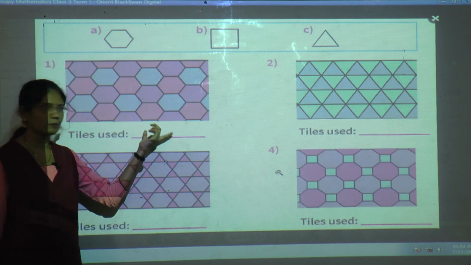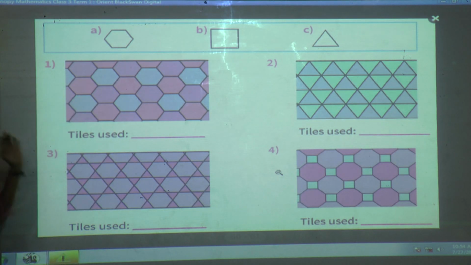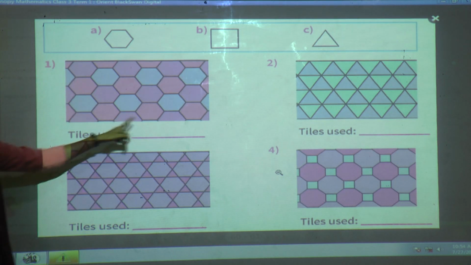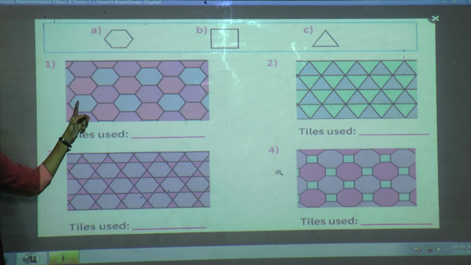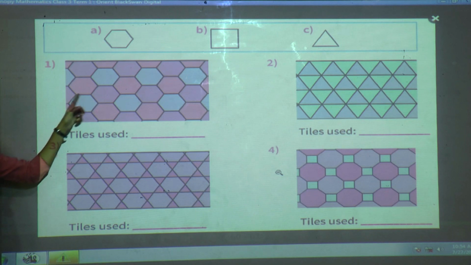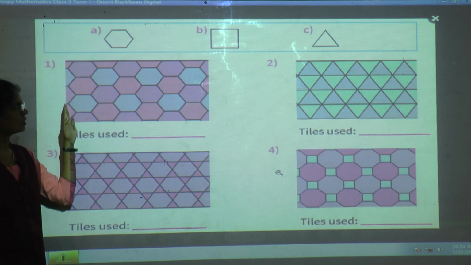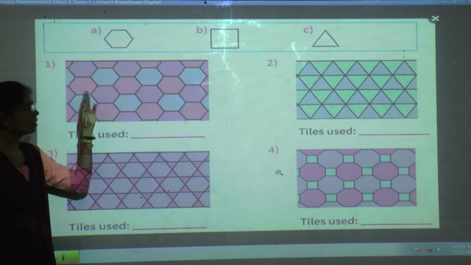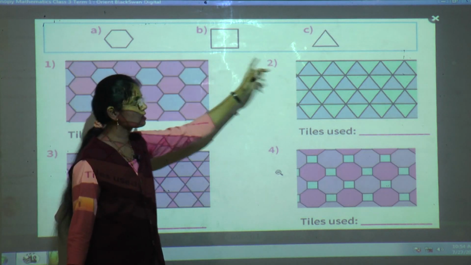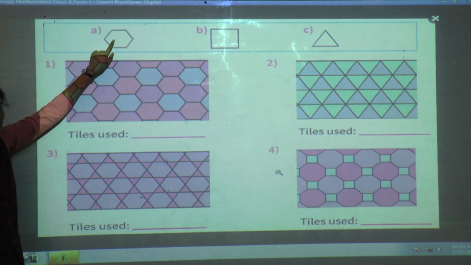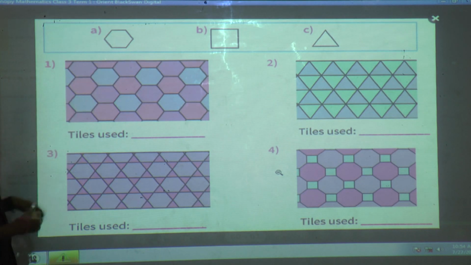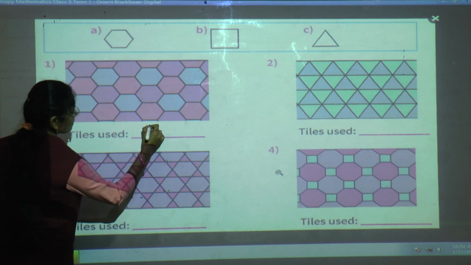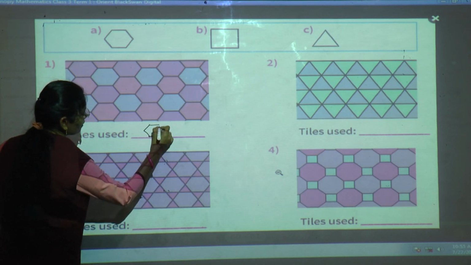Okay, now see this first. Here you can see tiling. Which shape is there? It is a hexagon. Why hexagon? If we count the sides, here 6 sided figure is there. All are 6 sided figures. So this is a hexagon. Now where is the shape? The shape is like this. It is the same as this shape. So the tile used is hexagon. We will draw here.